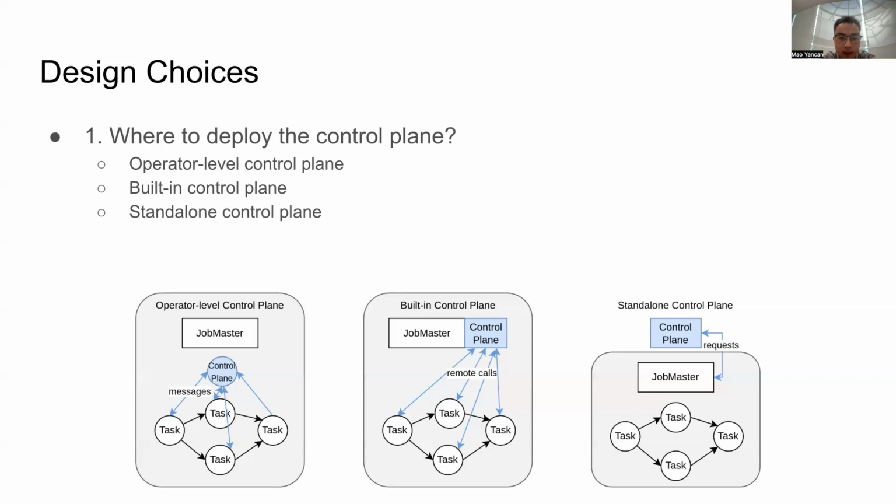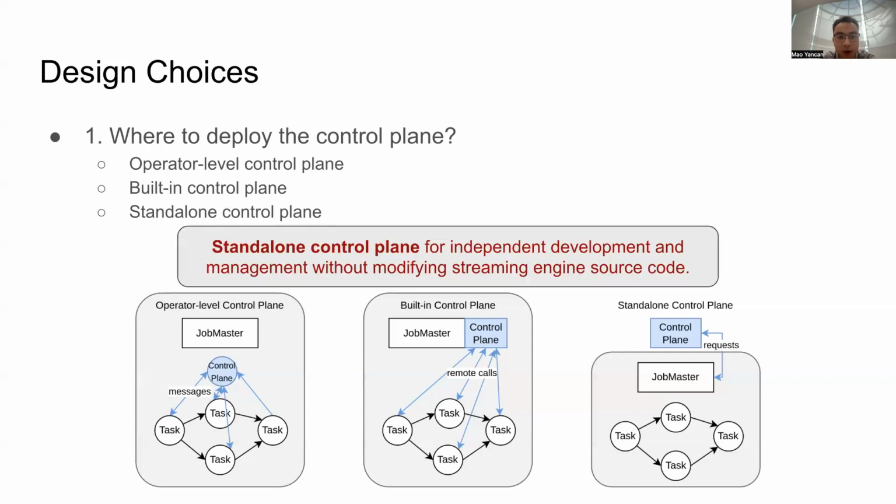In contrast, the standalone control plane decouples the management of streaming engine and control plane service but at the cost of remote communication cost. Since the streaming jobs are largely deployed on ByteDance Cloud, we need to avoid engine-level maintenance overhead. To this end, we choose standalone control plane for its independent development and lifecycle management without modifying streaming engine source code.